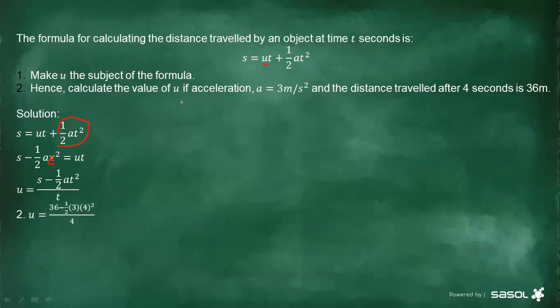Hence, calculate the value of u if the acceleration a equals 3 meters per second squared. The distance traveled after 4 seconds is 36 meters. Then you just substitute the values there, press your calculator, and you get u equals 3. So that's how you should calculate the value.